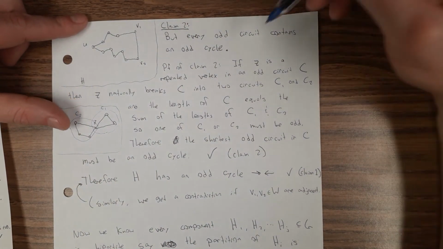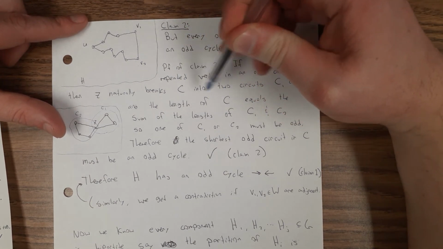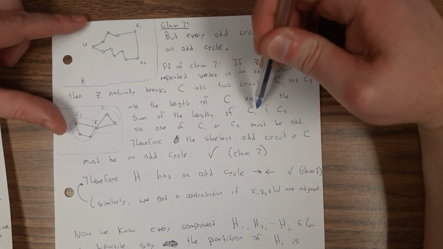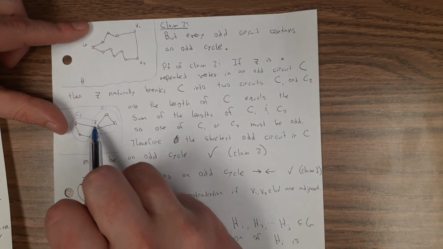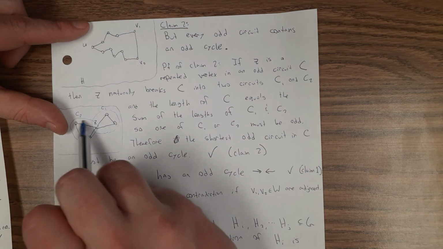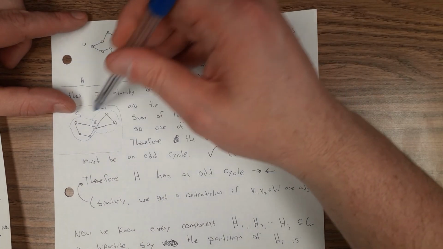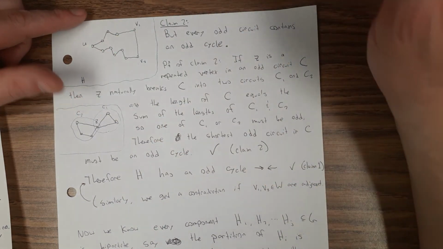And the thing is, the length of the entire circuit C is the sum of the lengths of C1 and C2, right? This long circuit, when we put them together, had a length of 7. C1 has length 3, C2 has length 4. So the length of C1 plus the length of C2 is the length of the big circuit.